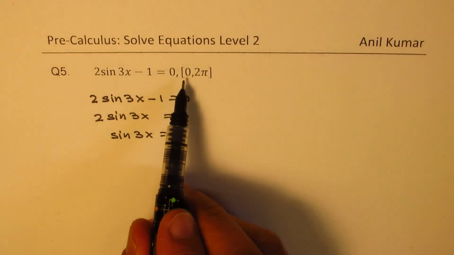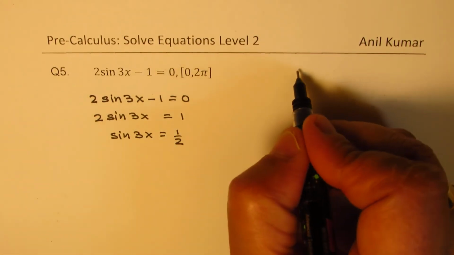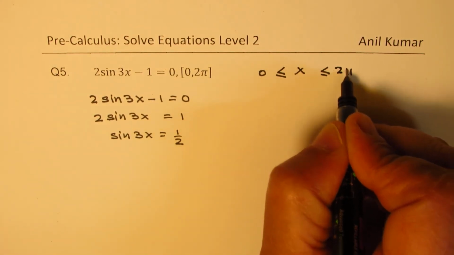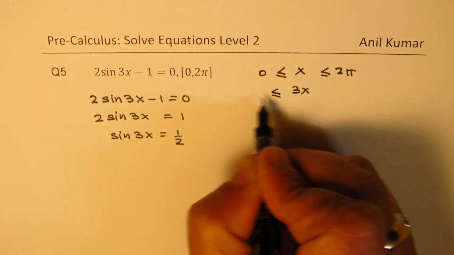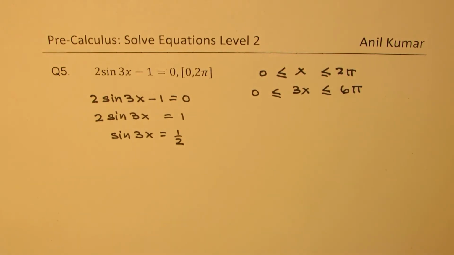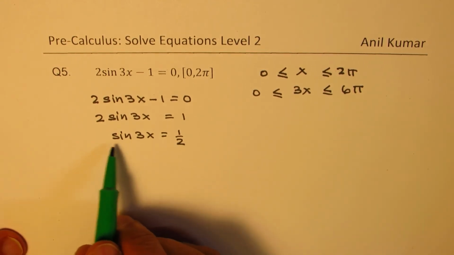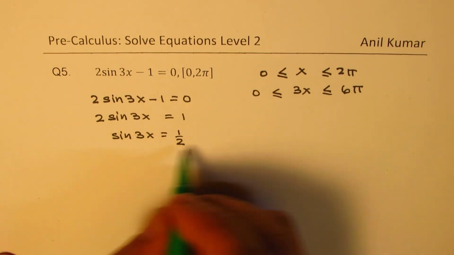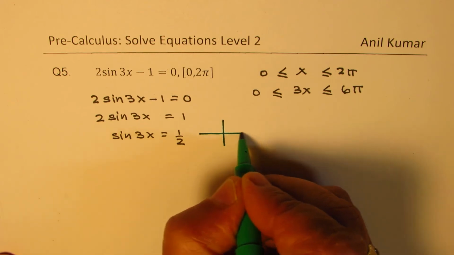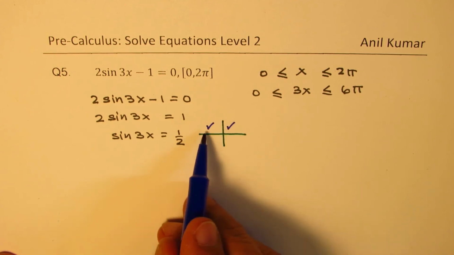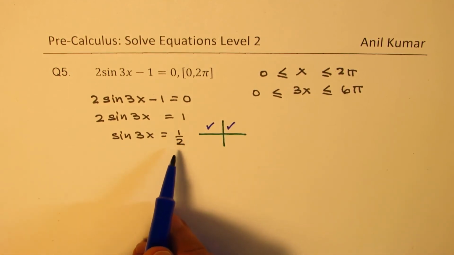Now remember, we are doing within the interval of 0 to 2 pi. That means x is between 0 to 2 pi. How about 3x? 3x will be between 0 to 6 pi, right? So we have to get all the solutions within the interval 0 to 6 pi. That is important. Second, we have sine 3x equals half. That basically means we are looking for the solutions within quadrant 1 and in quadrant 2. In both these quadrants, we'll have sine 3x as positive.